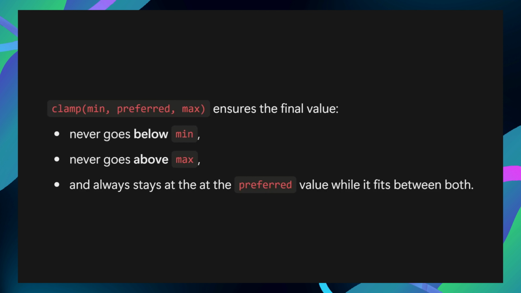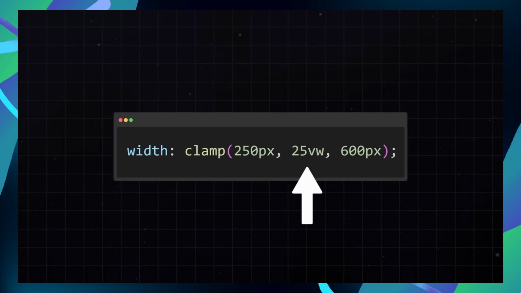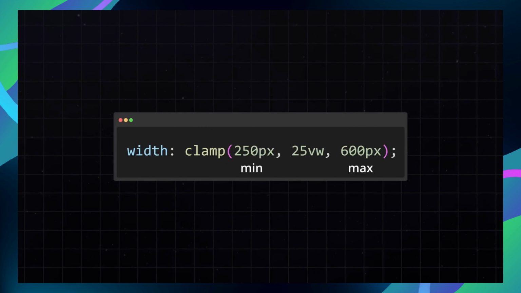Clamp ensures the final value never goes below min, never goes above max, and always stays at the preferred value while it fits between both. In other words, clamp creates a value that can grow and shrink. You have a min, you have a max, and a preferred value.